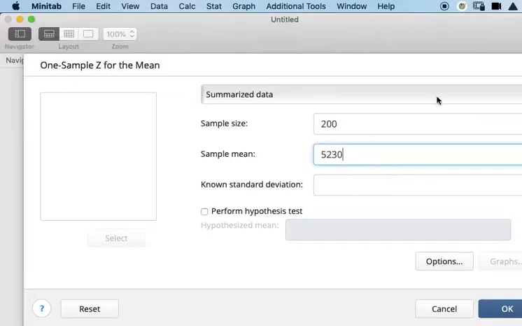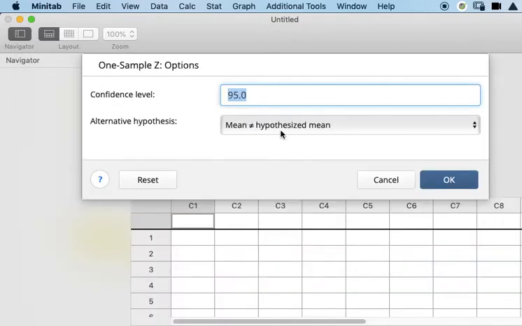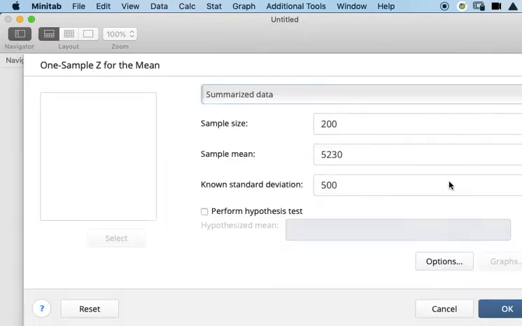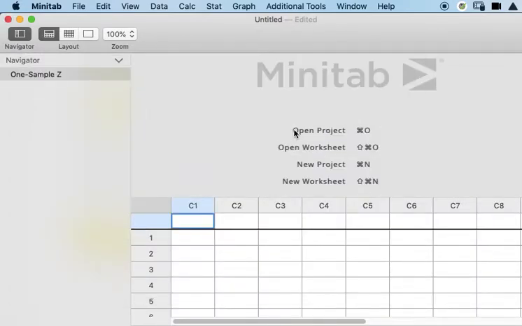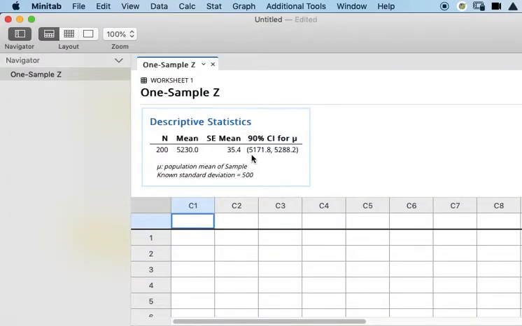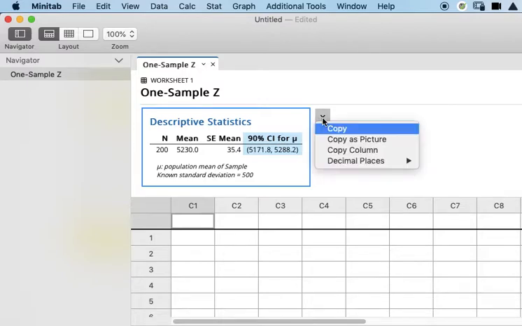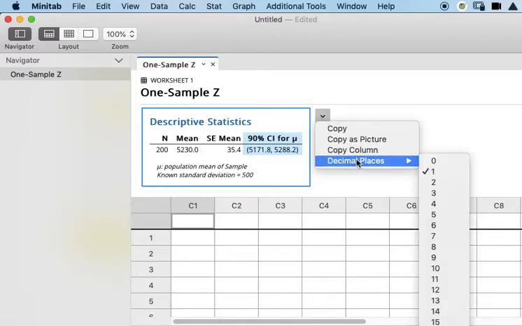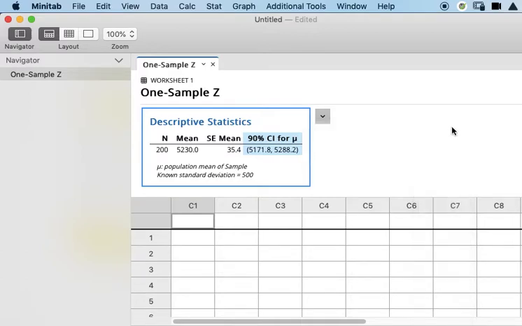And I want to find a 90% confidence interval. So once I enter the standard deviation, then I click on Options, and I can change the confidence level here to 90. This alternative hypothesis box you're just going to leave alone for now. And click OK. And here's my interval, $5,171.80 to $5,288.20. And remember, if you need more digits after the decimal point, you can click on the box to highlight it, and then click on the drop down to change the number of decimal places displayed. So this is the interval that I would enter if this were a homework problem.